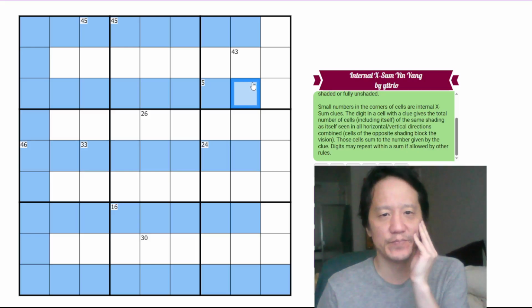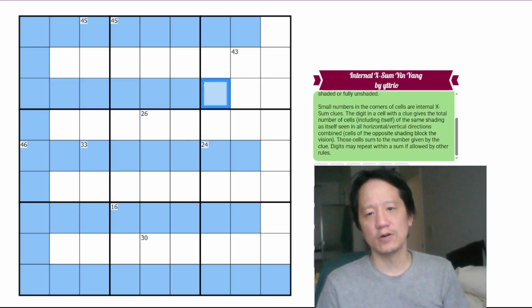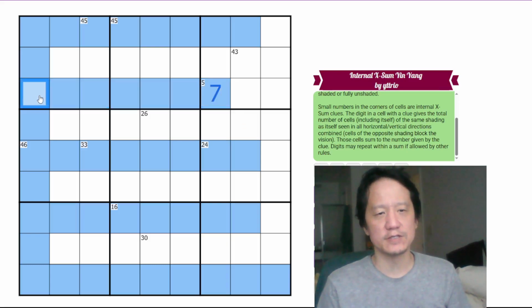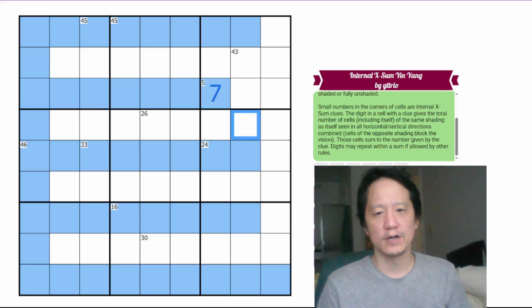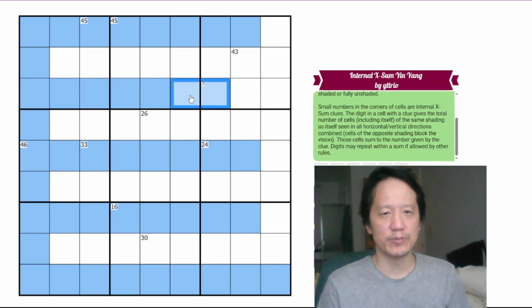But I guess we could go something like this, and then, well, okay. Here, this digit would be a 7 because it sees only 7 digits that are shaded. Yeah, it's hard to come up with a yin yang.